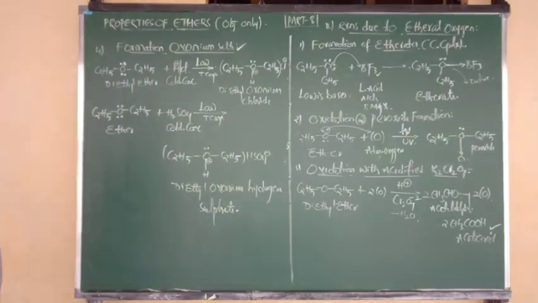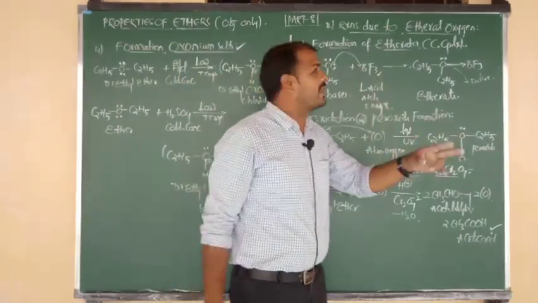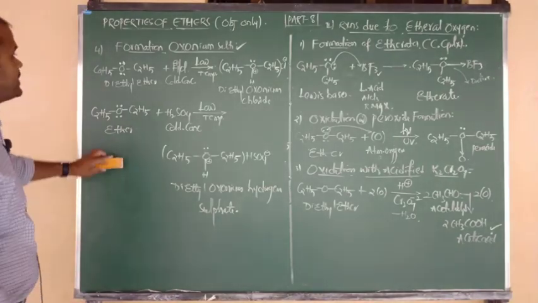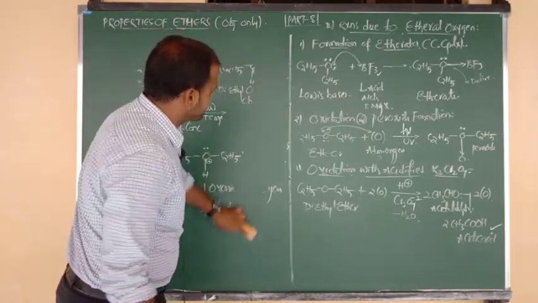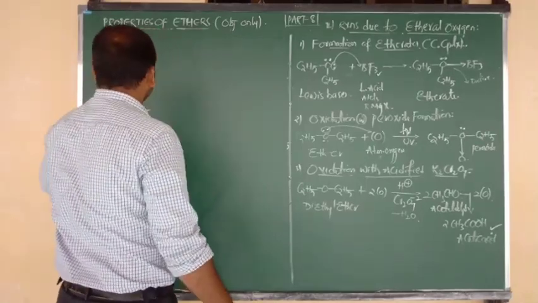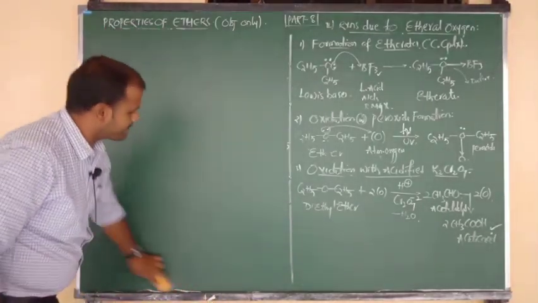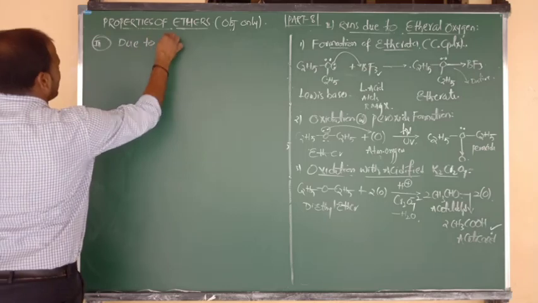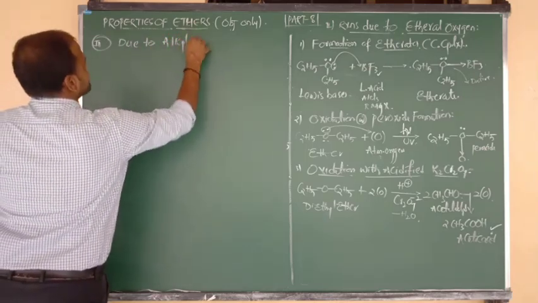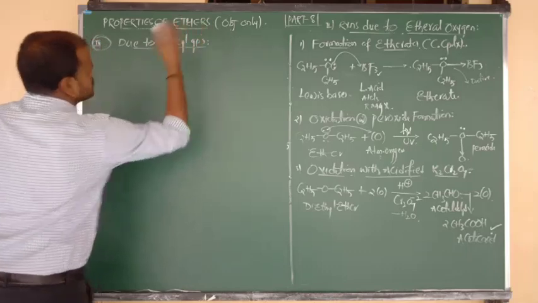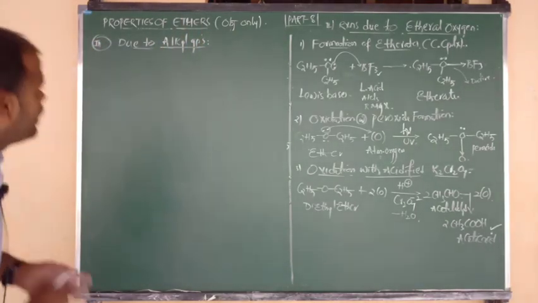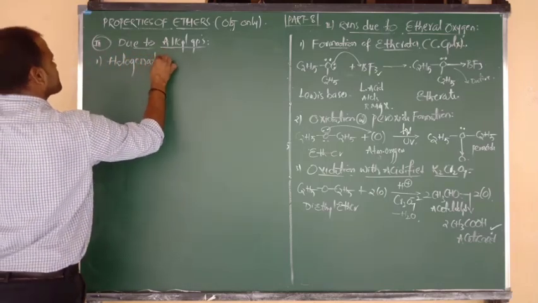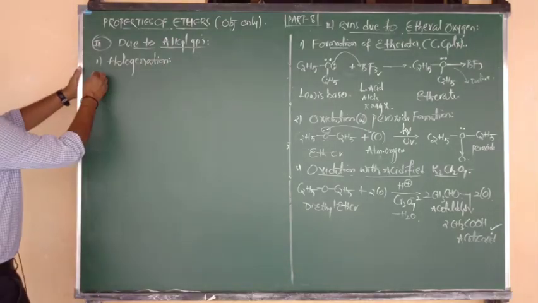So these are the 4 types of reactions included in the type 2 category, reactions due to ethereal oxygen. And the last and final category: properties of ethers due to alkyl groups, reactions due to alkyl groups. In that, reaction number 1 is halogenation. Let me consider an example here.